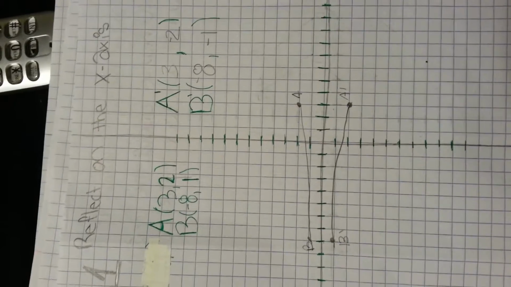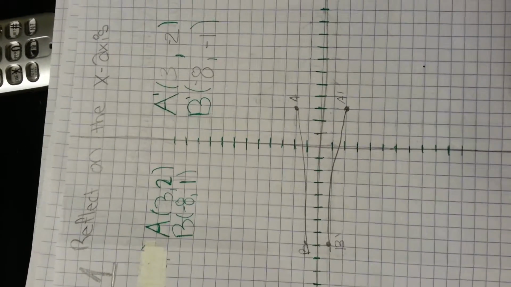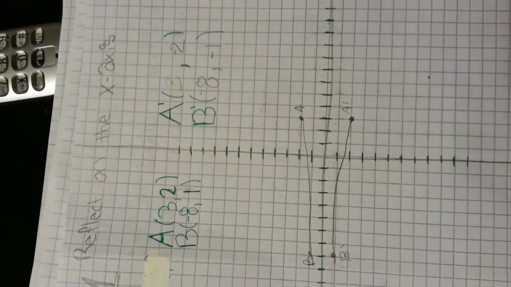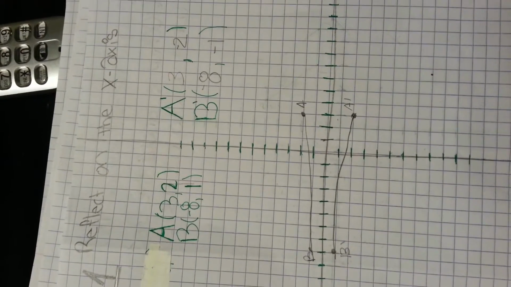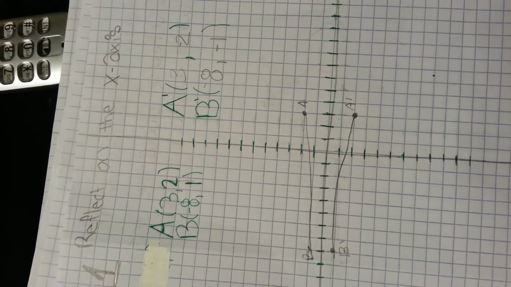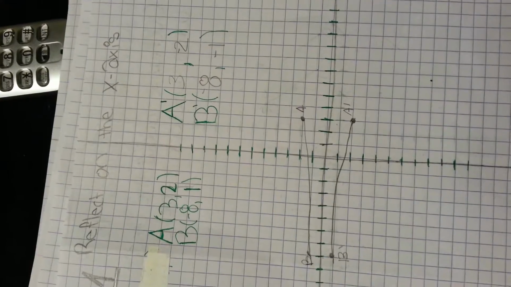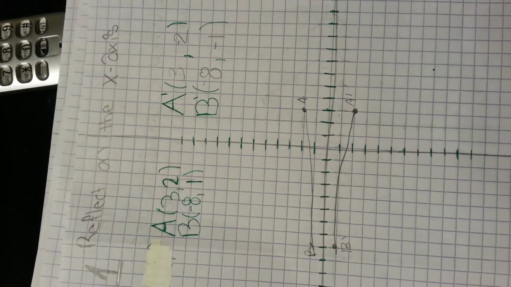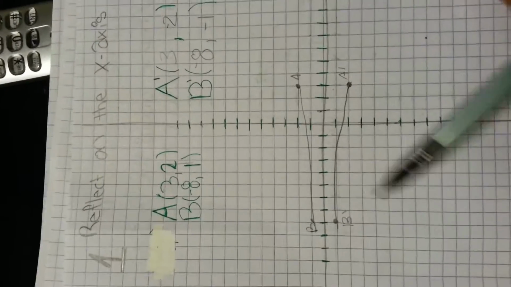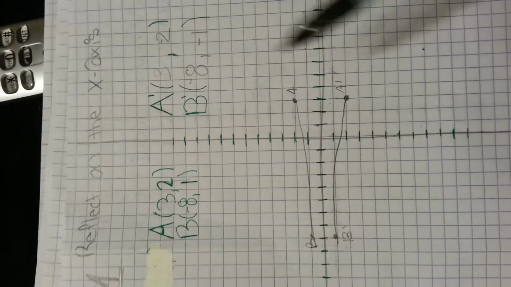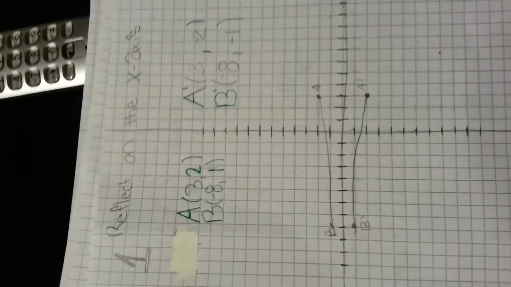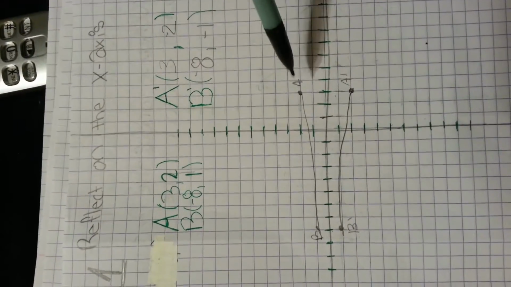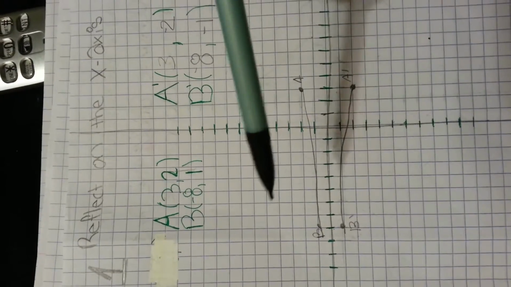Okay, so problem 1 is graph the figure and its image under the given reflection. AB with endpoints A is 3, 2, and B is -8, -3, reflected in the x-axis. So what I have done is I already have the graphs plotted. But what I did was I plotted AB, so I plotted the coordinates and I drew a line.